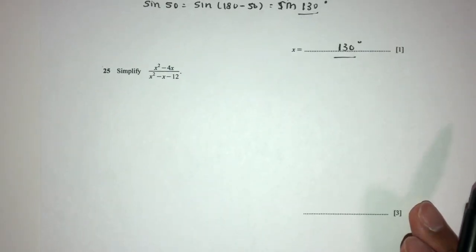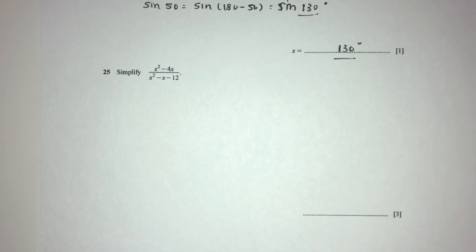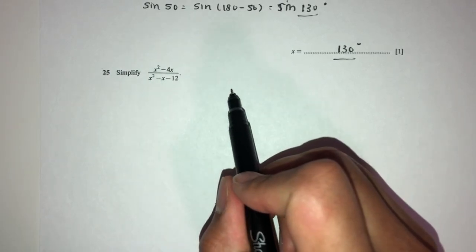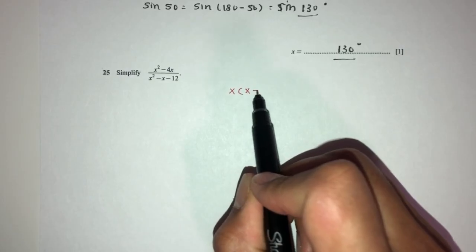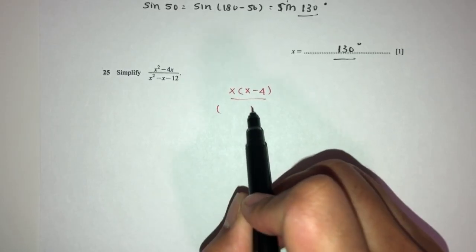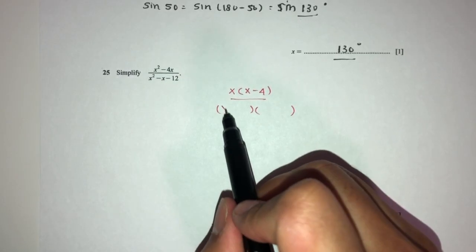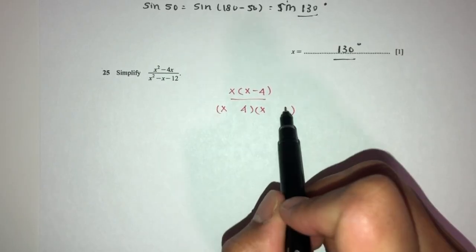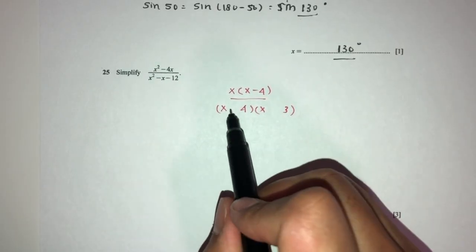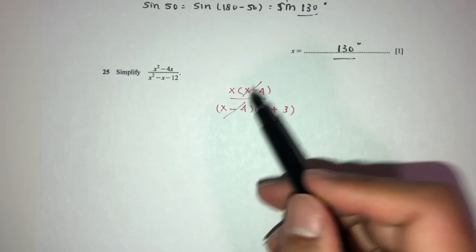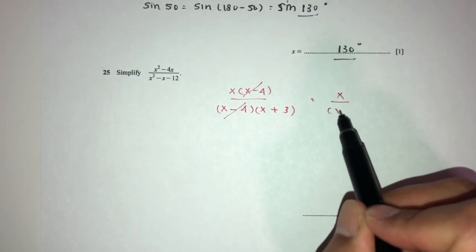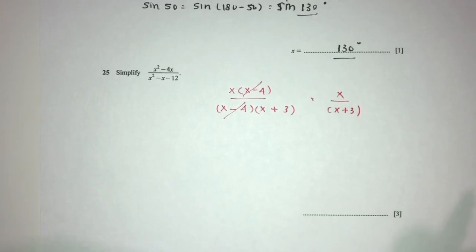Now for 25 we have to simplify. Let's first try to factorize. On top, x is common, so take out x minus 4. The bottom is a quadratic, so that will be x times x. 12 is 4 times 3. To get minus 1, it has to be minus 4 plus 3. So these are the same. This will become x over x plus 3. Right?